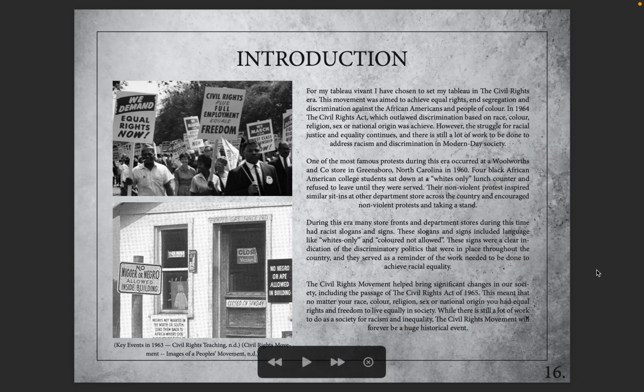The civil rights movement helped bring significant change in our society, including the passage of the Civil Rights Act of 1965. This meant that no matter your race, color, religion, sex, or national origin, you had equal rights and freedom to live equally in society. While there is still a lot of work to be done as a society for racism and equality, the civil rights movement will forever be a huge historical event.